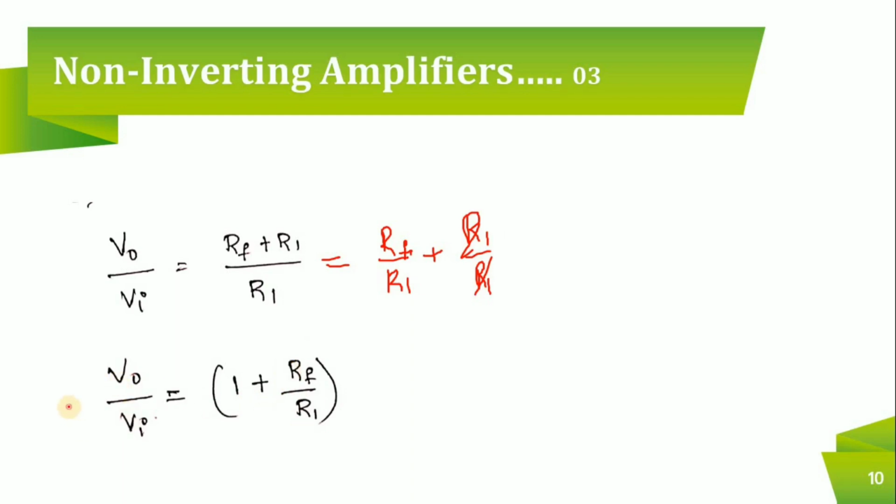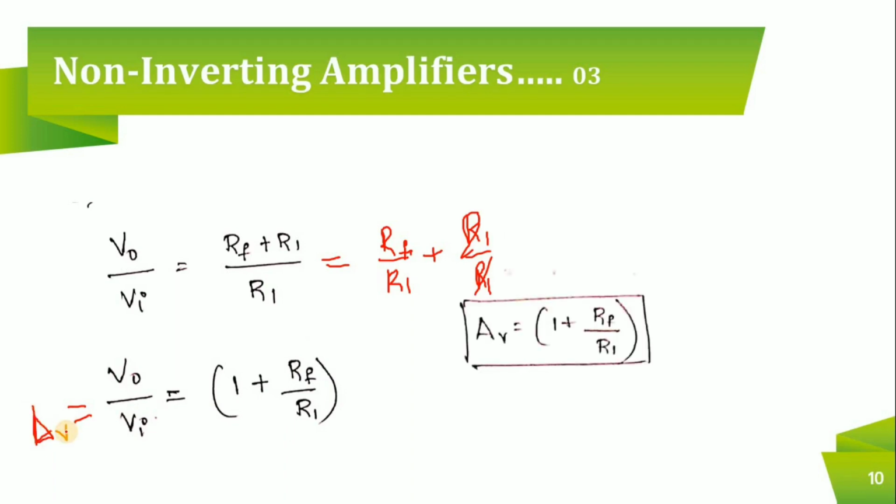What is V0 by Vi? It is equal to AV, which is the gain, equal to 1 plus RF by R1. If they ask you to find the equation, or to find the output voltage V0, you can calculate V0 is equal to AV into Vi. What is the value of AV? It is 1 plus RF by R1. Using this expression, you can calculate V0 and also the value of the voltage gain.